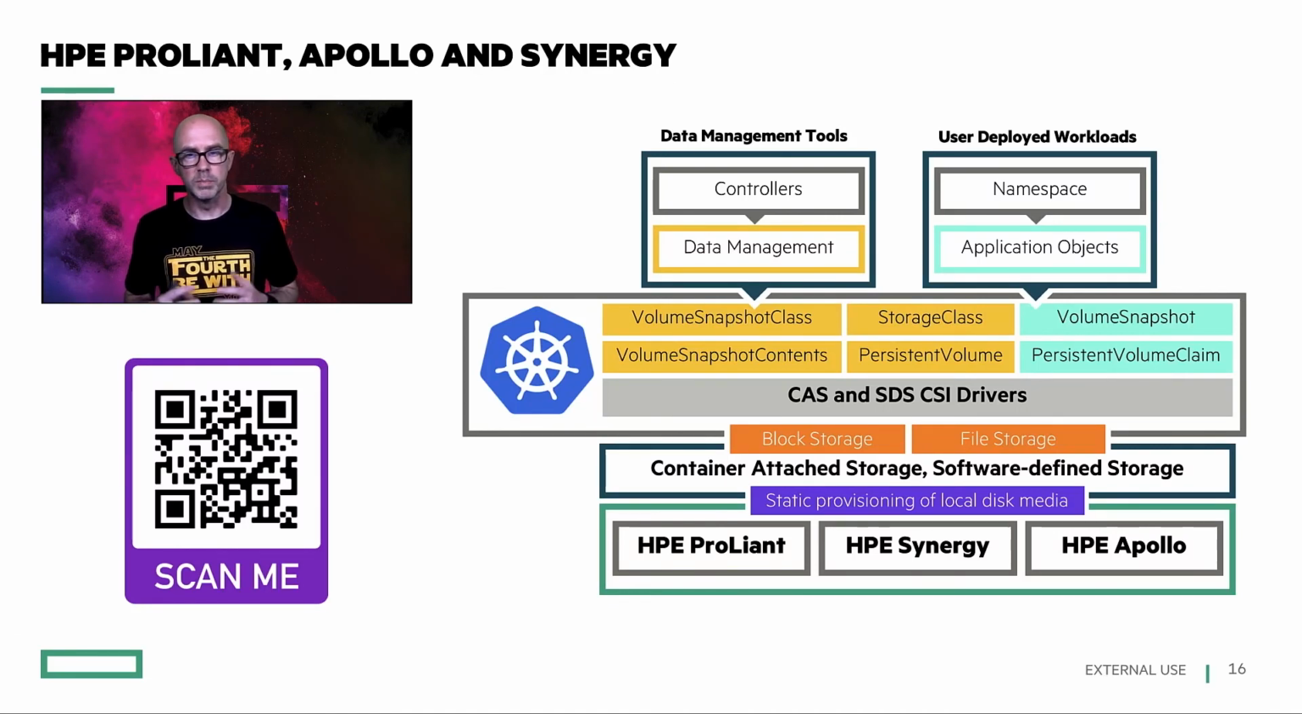The way we see customers deploy storage-optimized servers with Kubernetes is typically that you statically provision local disk media from either of these server platforms, or you might attach an external disk array such as the MSA to provide either file systems or block storage to container-attached storage or software-defined storage. And that could be OpenEBS, it could be Rook, Longhorn, or simply using the local provisioner. And those systems in turn have their own CSI drivers to provide data management capabilities to Kubernetes while consuming nothing but local storage.